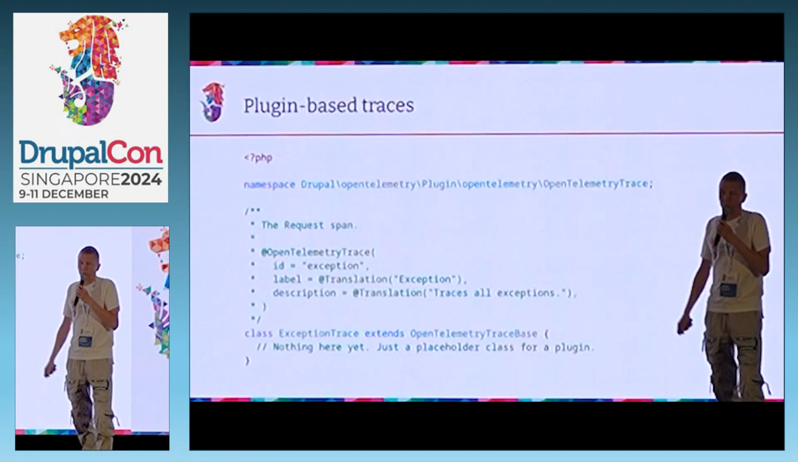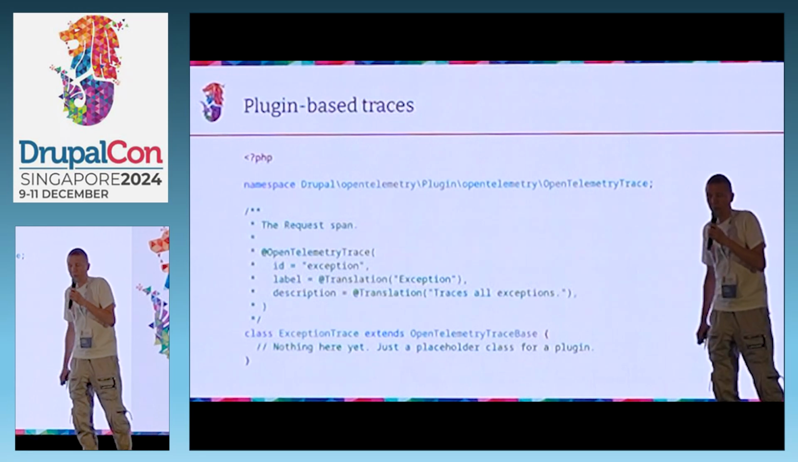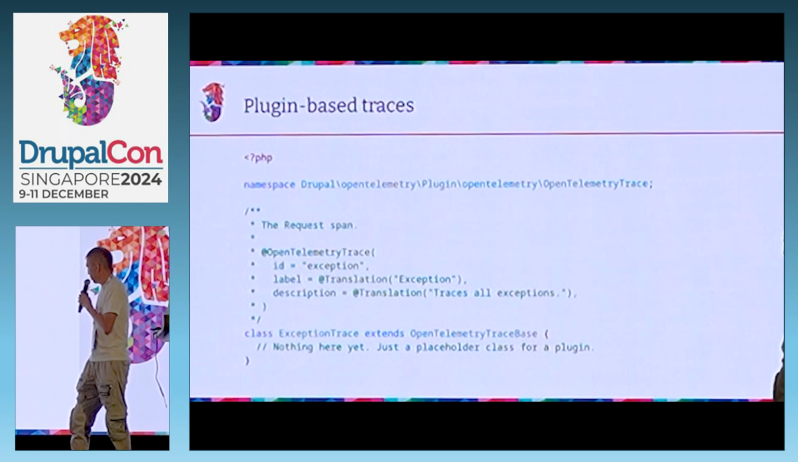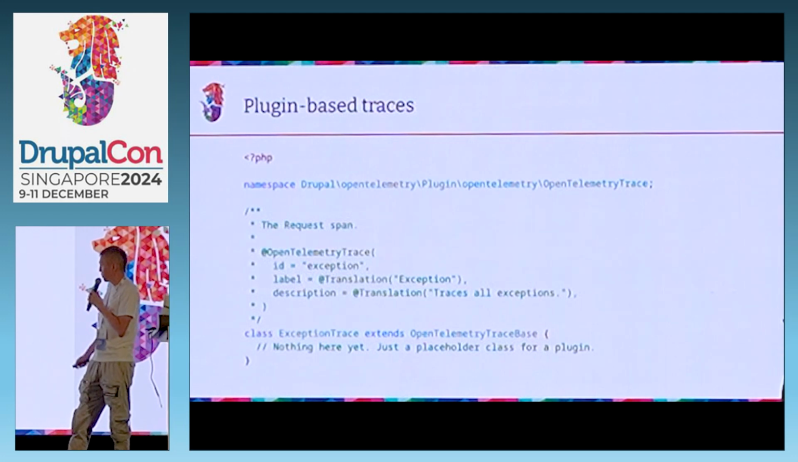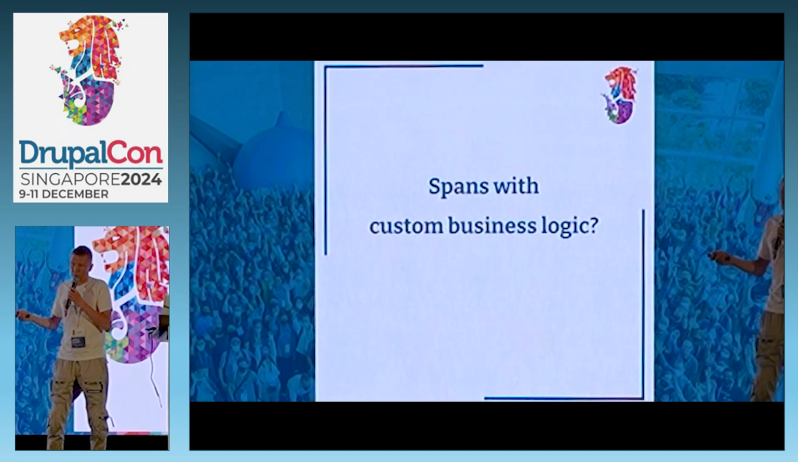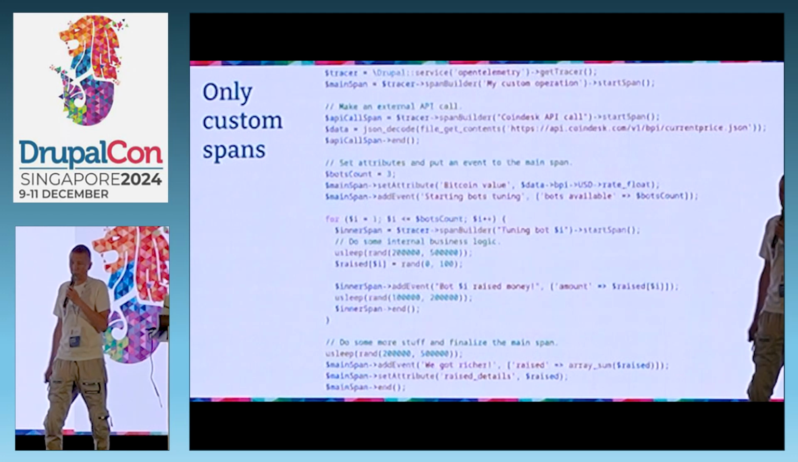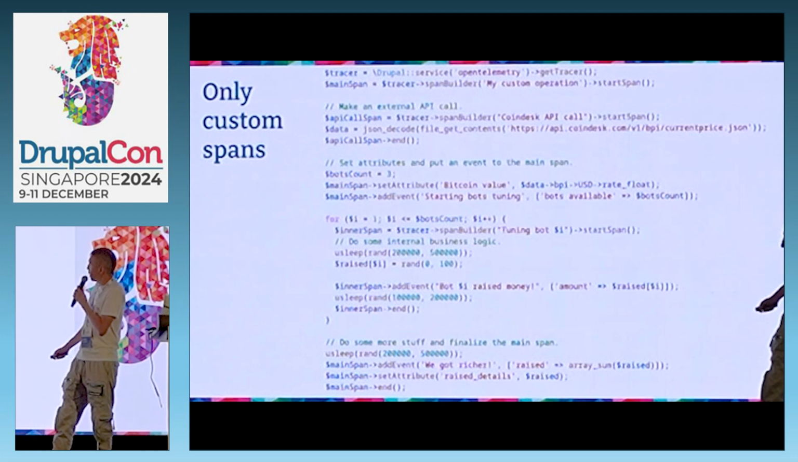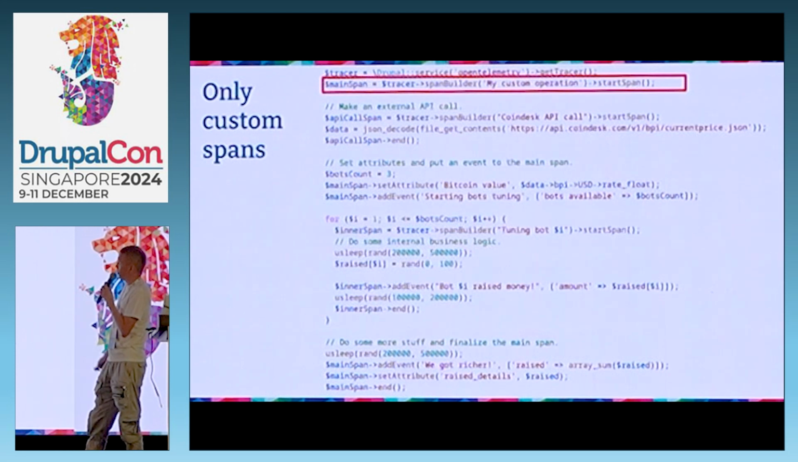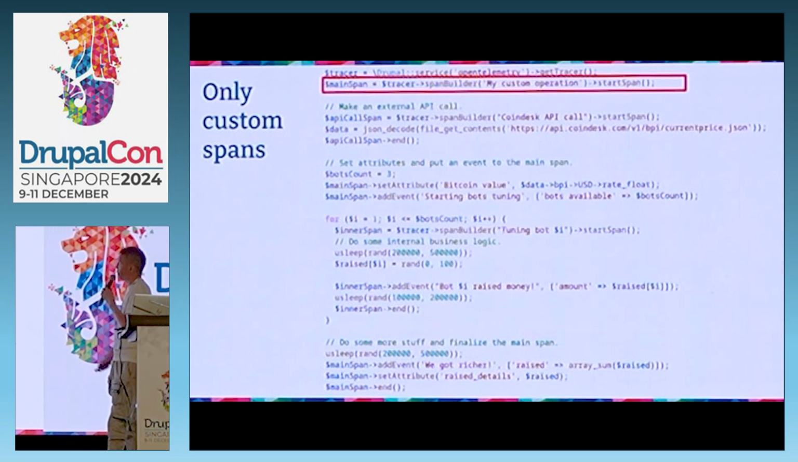And here is an example of the plugin that you can write to extend this. So actually, not very scary. You extend the OpenTelemetry trace base and write your own logic that you need. And I can show you how it looks from the code point of view. So here is an example. First of all, you need to create the main span with the name that you want.